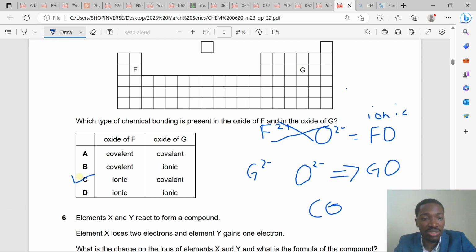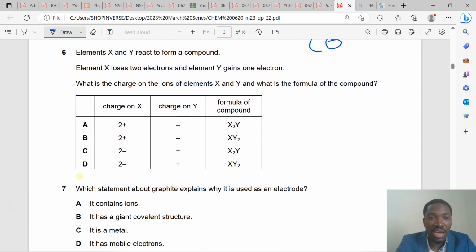We go straight to question 6. Elements X and Y react to form a compound. Element X loses 2 electrons and element Y gains 1 electron. If element X is losing 2 electrons, that means the oxidation number of X is 2+, right? Then element Y gains 1 electron, so the oxidation number of Y will be −1. When something gains an electron, it has gained a negative charge of −1.